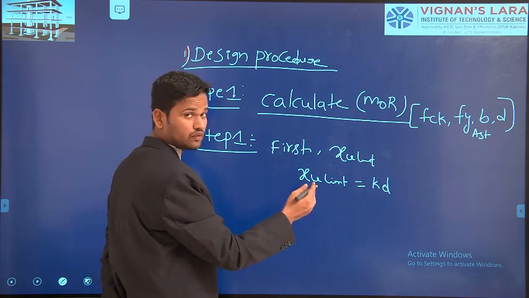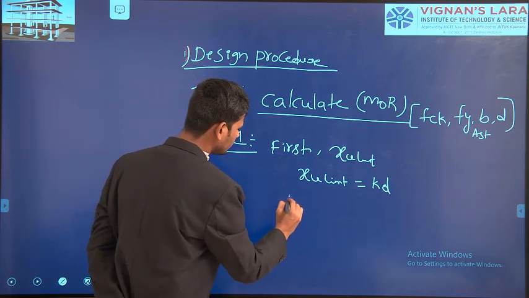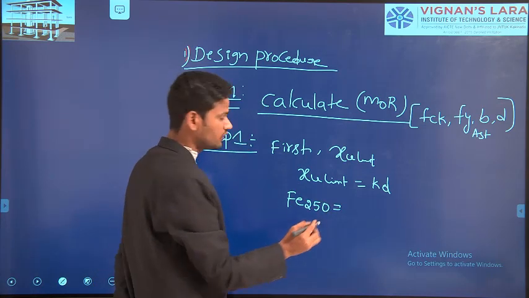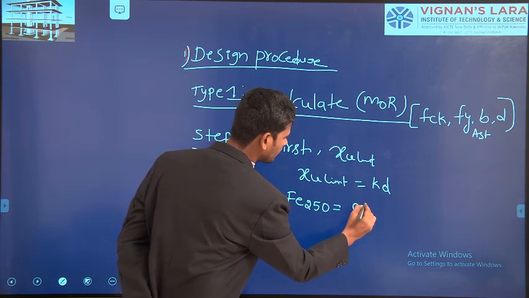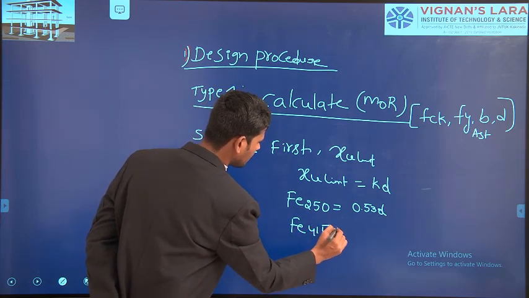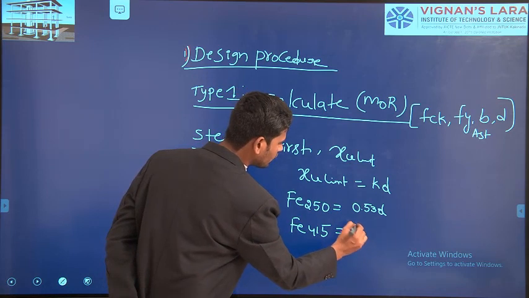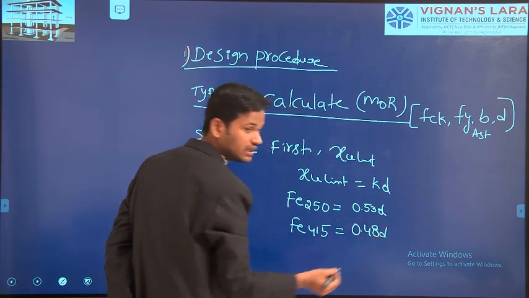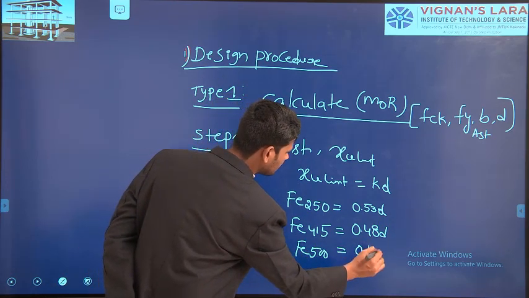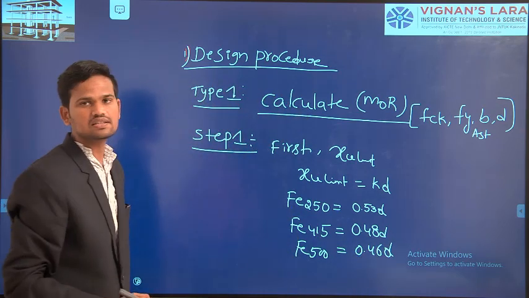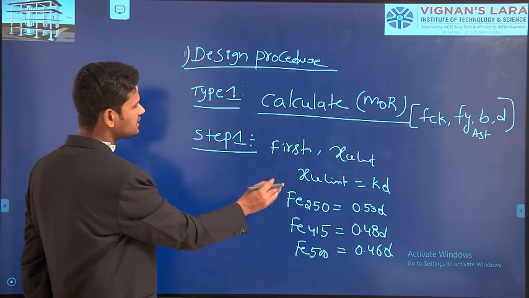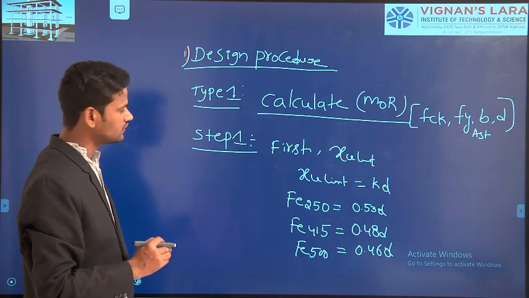I will write one more time about the Xu limit value. For Fe 250 grade, the limiting depth of neutral axis, Xu limit, will be 0.53 times D. Whereas for Fe 415 grade of steel, it will be 0.48 times D. And for Fe 500 grade of steel, it will be 0.46 times D. These are the values you have to remember for your calculation purpose. Based on this concept, we calculate the limiting depth of neutral axis.